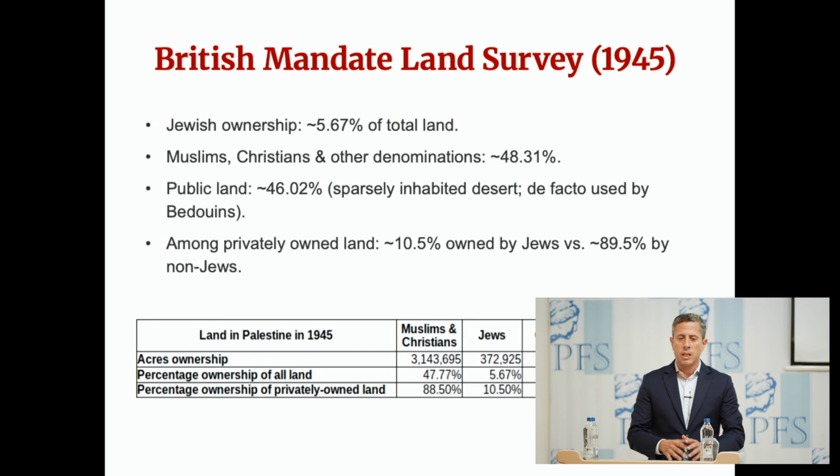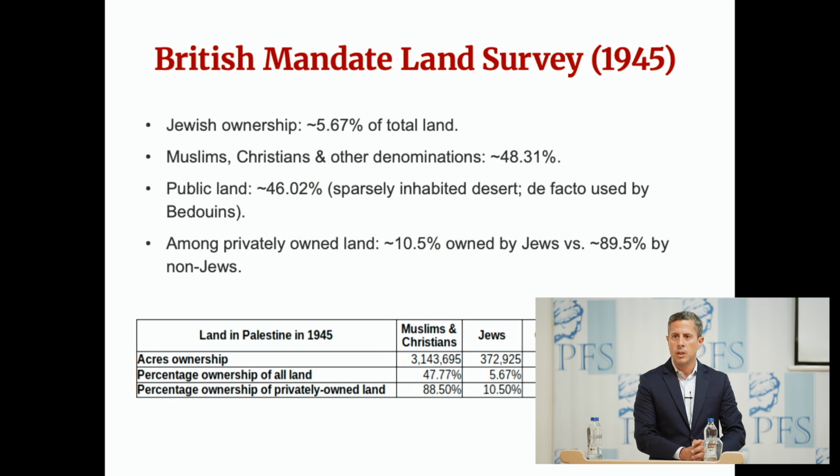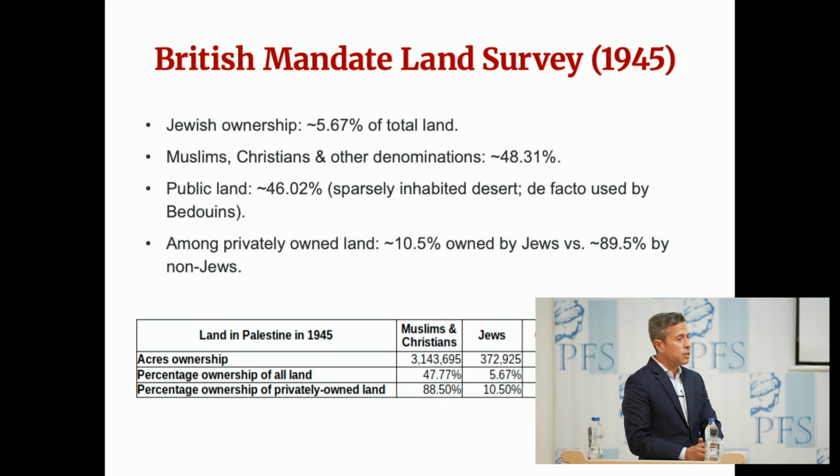So to explain this, let's look back in 1945, when under British mandate, the British authorities conducted a survey of the land and the population of Palestine, and they found in 1945 that the property in Palestine that was owned by Jewish people was about 5.67% of the total land of Palestine. That's it. About 48.3% was owned by Muslims, Christians, and people who are not Jewish. And 46% was essentially public property, but most of it is in the south. It's desert. It was de facto owned by the Bedouins who used it to graze their cattle.